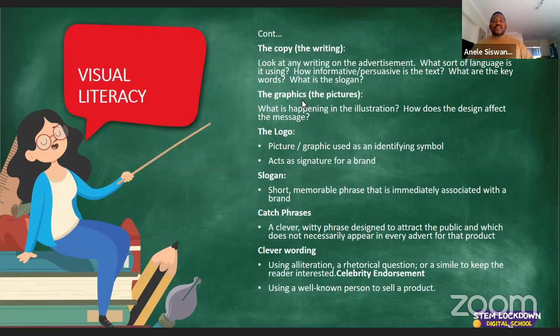So today we are continuing with visual literacy. One of the things we need to look at is the copy or the writing. So look at any writing on the advertisement. I see there are people with questions.